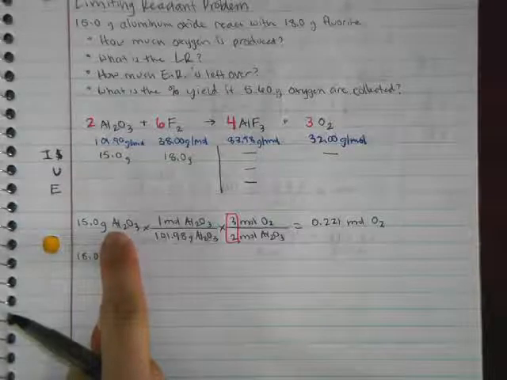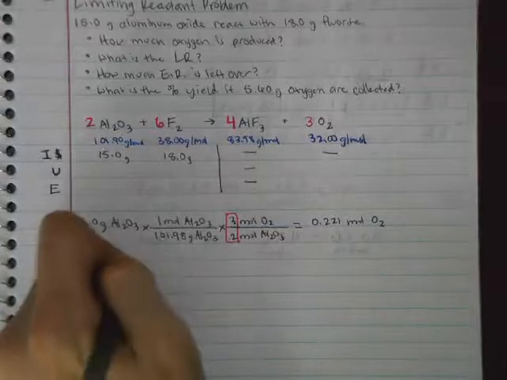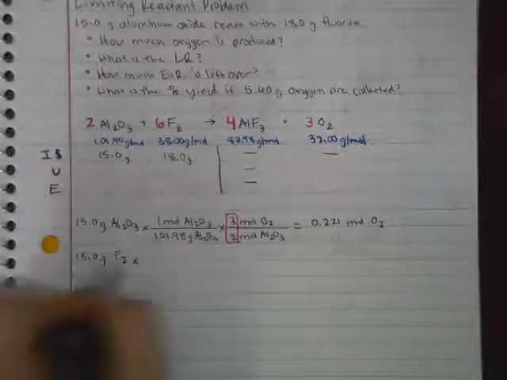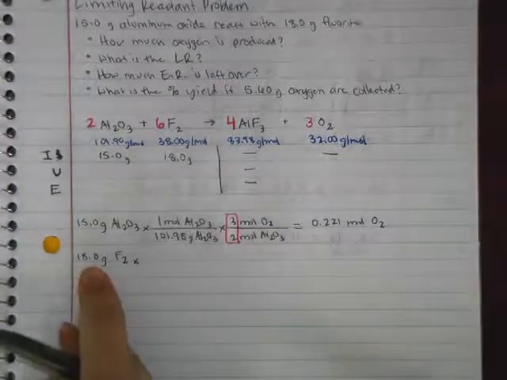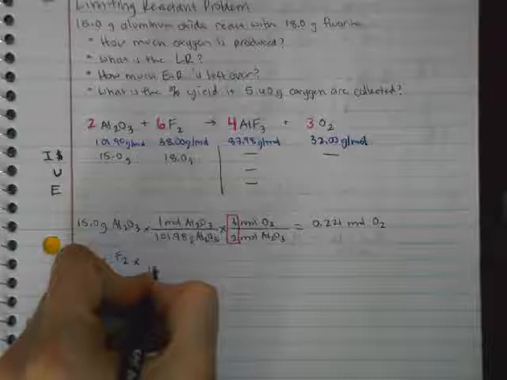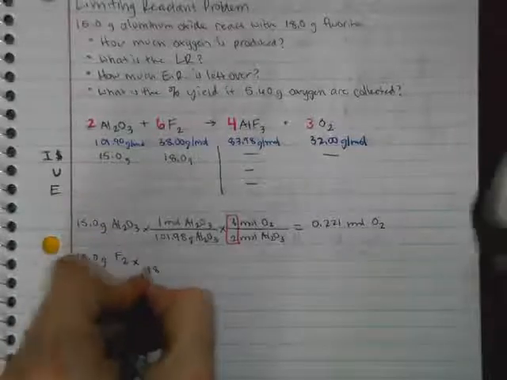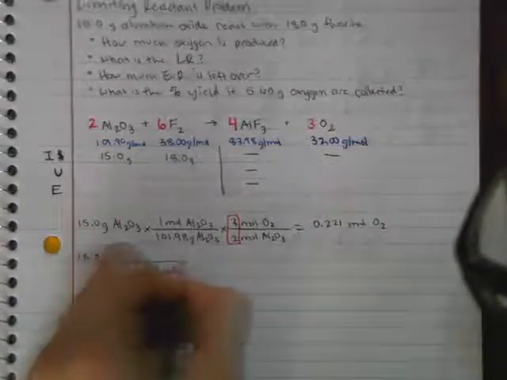Okay, that's if I get to use up all 15 grams of Al2O3. That happens if I have fluorine in excess. I don't know that yet. I gotta find out. So I'm going to do the same thing with my fluorine. I'm going to convert it into oxygen. If I use up all 18 grams of fluorine, how much oxygen can I make? So, not 18, sorry, 38 grams of F2 for every 1 mole.